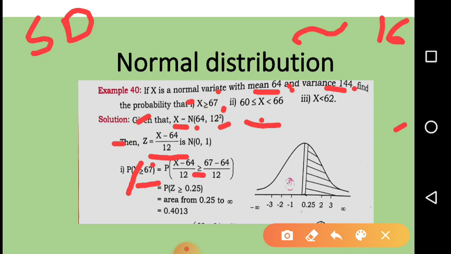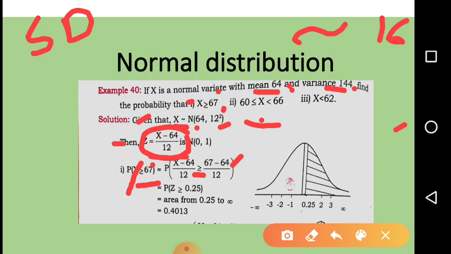So 67 you will put in this Z formula. Wherever there is an X, there you will write 67. Students, I'll tell once again. Again you will write X minus 64 by 12 greater than or equal to 67. So where X is there, you will write 67. So 67 minus 64 divided by 12, put a bracket, is equal to once again P, probability, close the bracket. See here, now I am writing Z. Why am I writing Z? See here, you have taken the equation like that only. Z is equal to X minus 64.